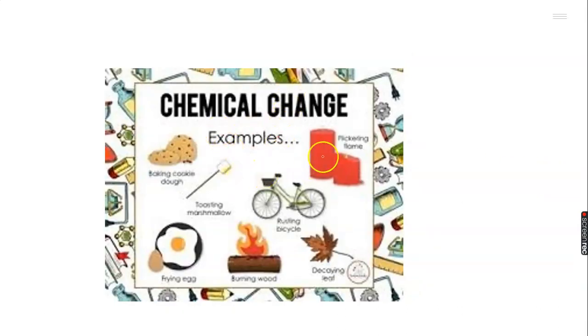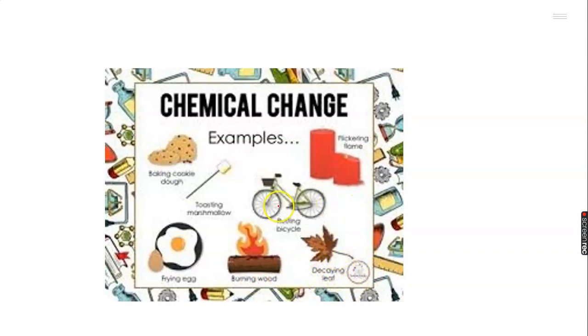Same thing, these are examples. You have the flame, candle flame. You have baking dough. When you mix your flour, sugar, and everything, you can't get them back separately again. Then you have your fried egg. When you fry an egg, that's another form of chemical change. Burning of wood, they call what?